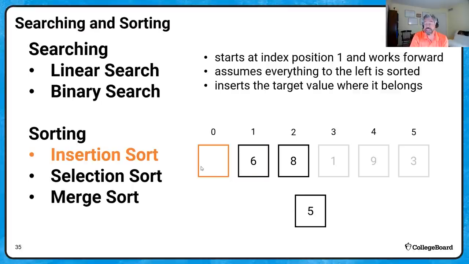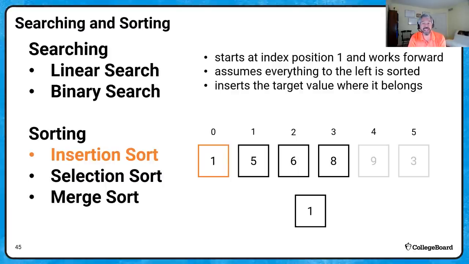Again, we're back at position zero. There's nowhere else for me to go, so the five gets inserted at position zero. And that process is gonna repeat over and over again. We're looking at index position three. Three has a value of one, so I copy the one. One is less than eight, one is less than six, one is less than five. And again, we're down to zero, so I have to insert the one at position zero.